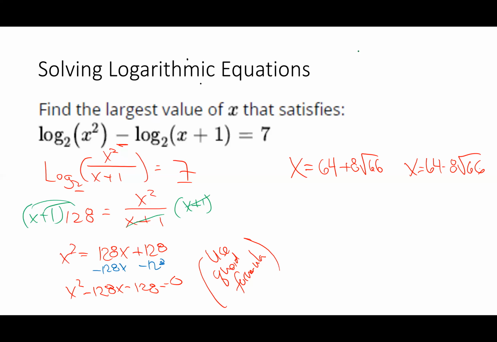Whew, that's going to be crazy. That's okay. That's fine. Now, here's the thing. You're going to get two answers for this. One of them is going to be 128.99, blah, blah. And then this one is going to be negative 0.99, blah, blah.